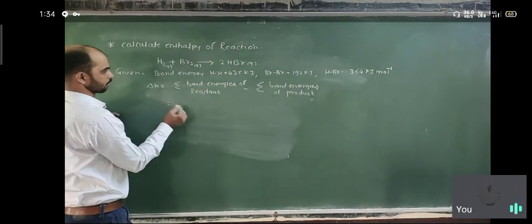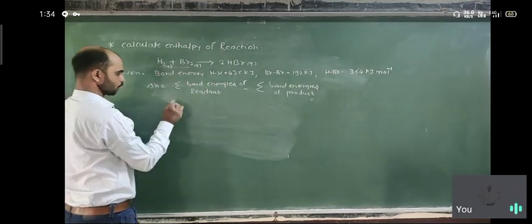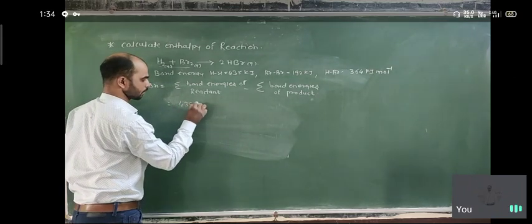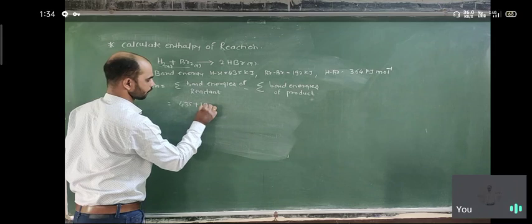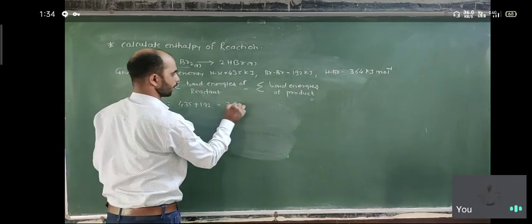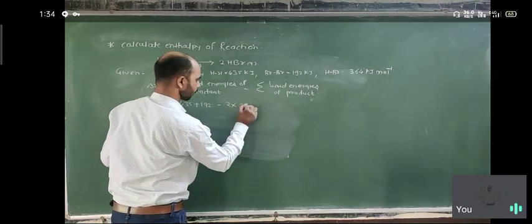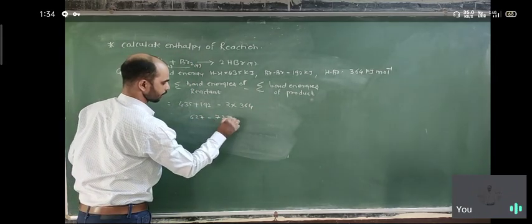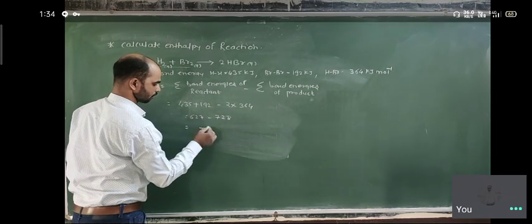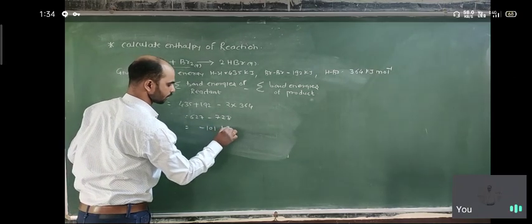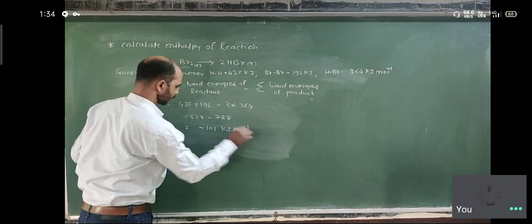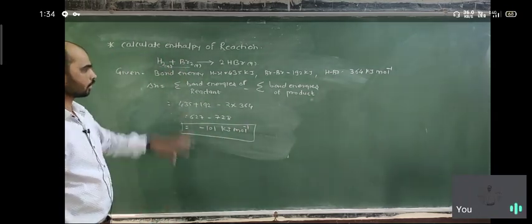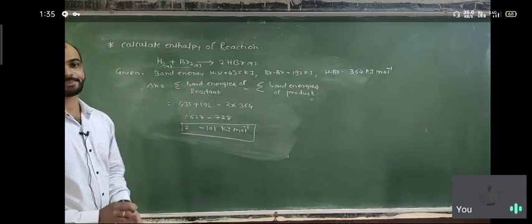Okay, so here the reactant side is this one. So here what is the bond energy of H2? There is a 435, plus for HBr there is a 192, minus here is 2 into 364. So here 627 minus 728. So the answer is minus 101 kilojoule per mole, which is the enthalpy of the reaction using the value of bond energy.